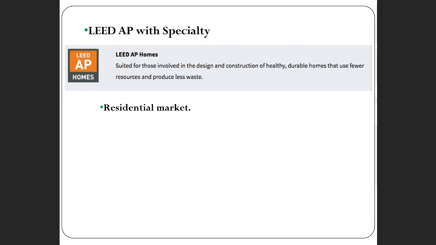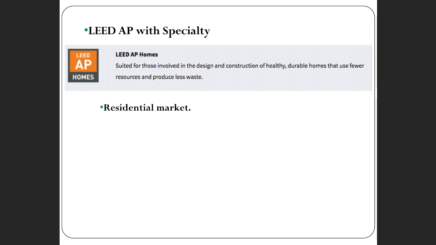And last but not least, LEED AP homes. This would be for if your work is in the residential market. You might get a LEED AP with specialty in LEED AP homes. So again, accredited professionals with specialties that line up with the different parts of the LEED rating system.